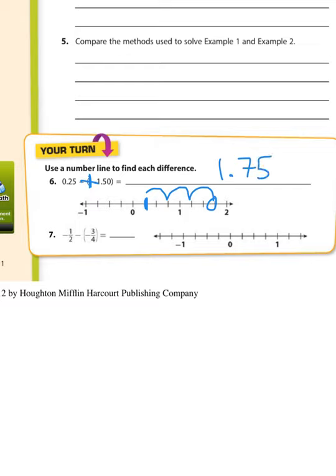All right, number 7, I have negative 1/2. Notice this also counts by 1/4, so negative 1/2 is going to be right here in the middle of negative 1 and 0. Minus negative 3/4, which is the same thing as plus 3/4. It counts by fourths, so we only have to move 3 spaces. My answer is positive 1/4.